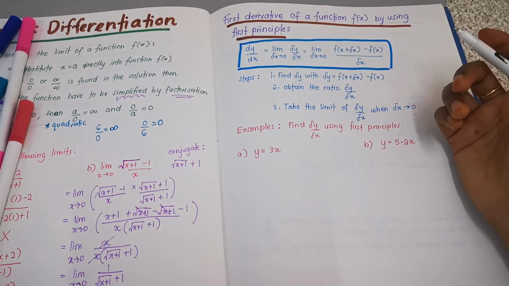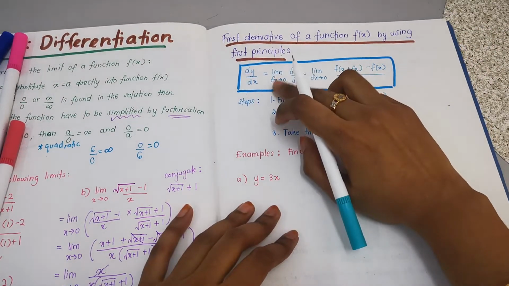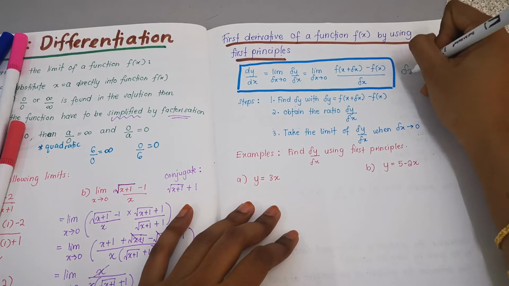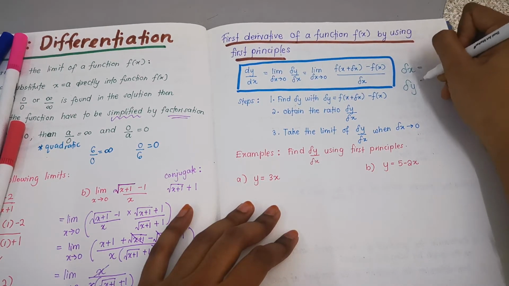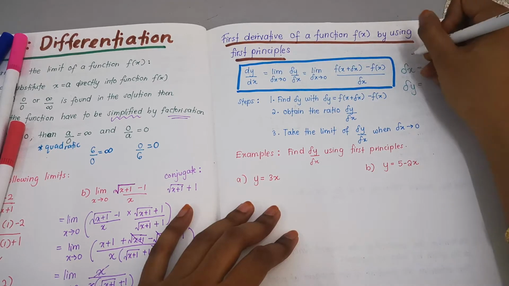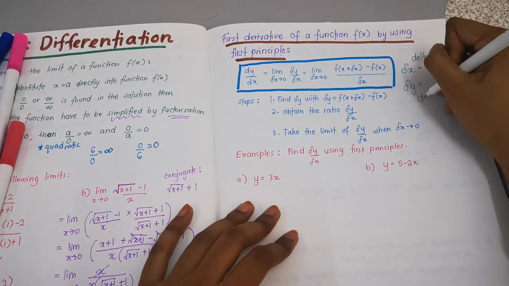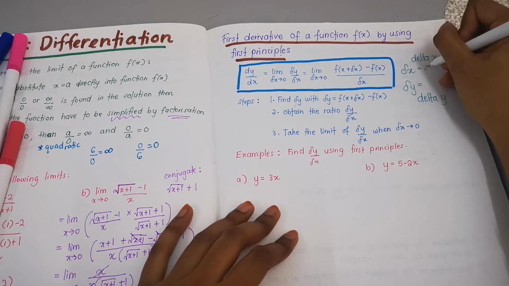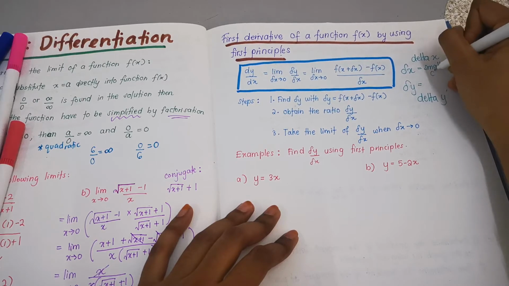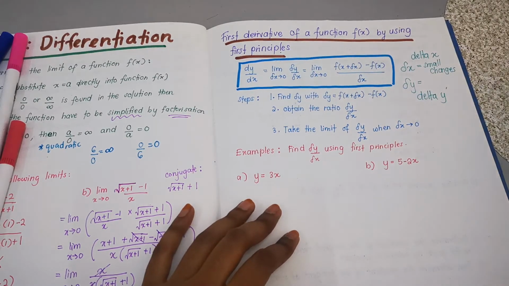Okay, let me go through this. First you can see here there's a different symbol here, like that, and then you have another one. It's kind of curvy. What is this called? This is called delta x. This is called delta y. Okay, delta means small changes. Now what do they mean by the small changes?